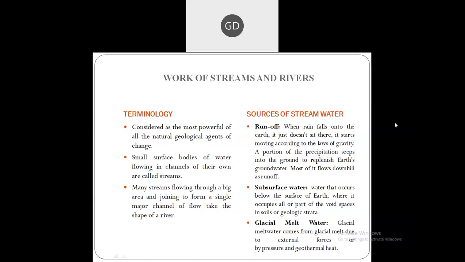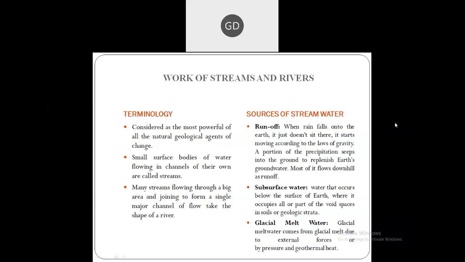Basically, the surface of our earth is covered with almost 70% of water. Okay, so 70% of water is covered in the form of what? In the form of streams, or it can be lakes or rivers or seas or oceans. So with all these things, it comprises 70% of the water.